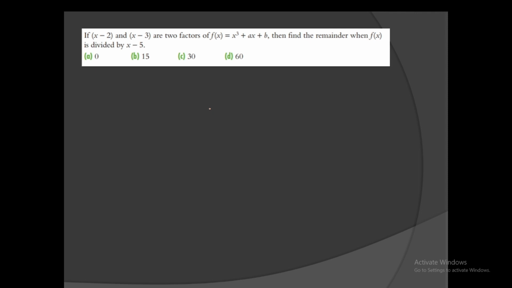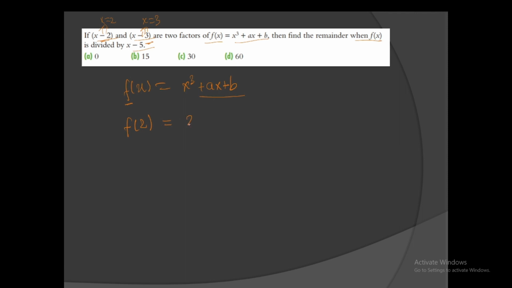Moving on to the next question. So the next question says that if x minus 2 and x minus 3 are two factors of f of x, which is this, then find the remainder of f of x when divided by x minus 5. So basically, it is given that f of x equal to x cube plus ax plus b, and these are the two factors. Again, if this is a factor, putting the value of x equal to 2 will turn out to be f of this value to be 0, and putting the value of x equal to 3, it will limit the expression to be 0. So we will do that only.